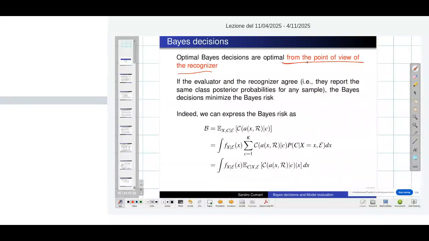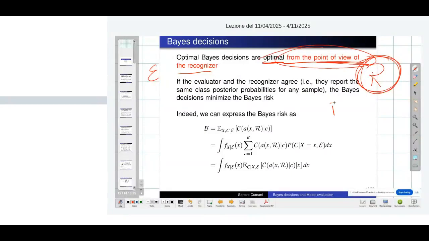So we said that the evaluation is done according to the distribution of the probabilities of the application data, so by somebody who knows the application data. While the recognizer takes its actions to optimize an expected cost where the optimality is from the point of view of the recognizer.